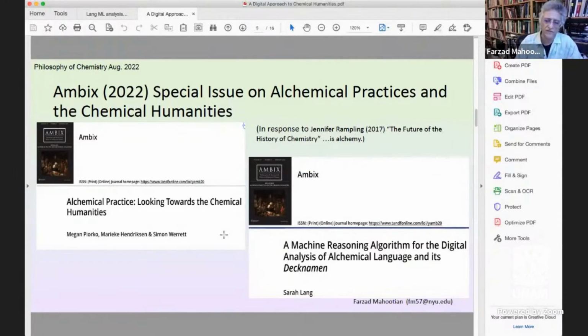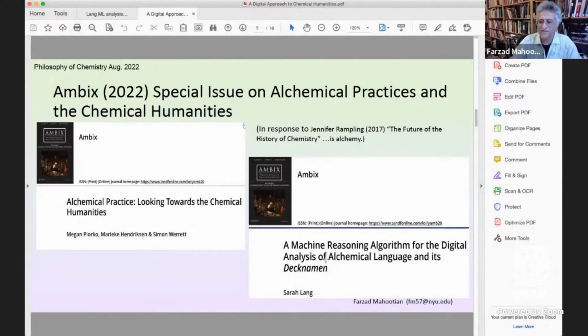And so what I'm going to do here is share with you some quotations from Pjorko's article. This is a special edition of Ambix, by the way. The entire thing is on alchemical practice and chemical humanities. And so I've just picked these two. When I found Sarah Lang's article, it just blew me away because she's already done the work and has answered many questions about how I am going to start to do this thing that I've never done before. So basically, I have a concept that I need a lot of help to carry out. So I'll be looking forward to any comments you have as well.